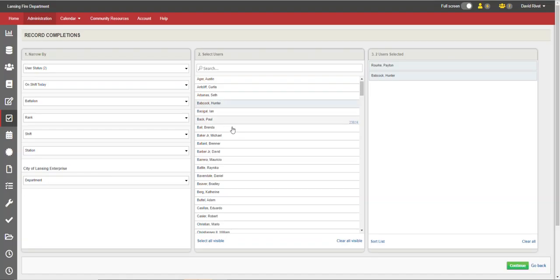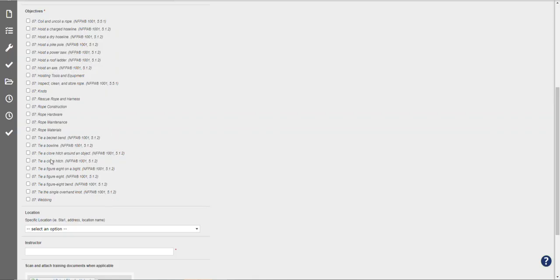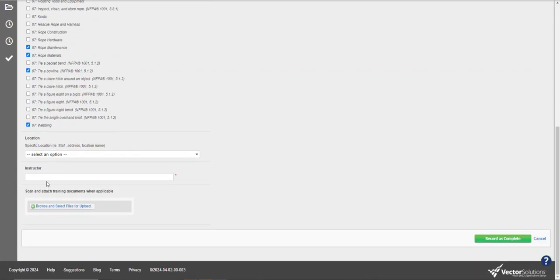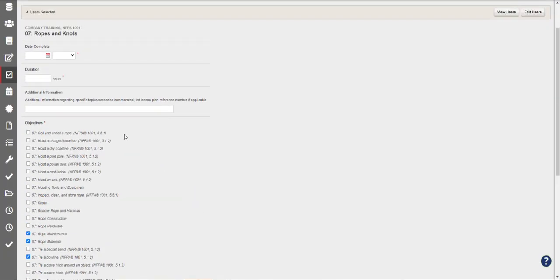You're going to select your staff. You're going to continue. And you're going to look at these objectives, and you're going to select what they are. So if we did webbing, we talked about bowl ends, we talked about rope materials and how we maintain it. Anything that we did, we're going to put in here. You're going to put the instructor and where you did it at. You're not going to need a roster for this because you're doing in-station training.